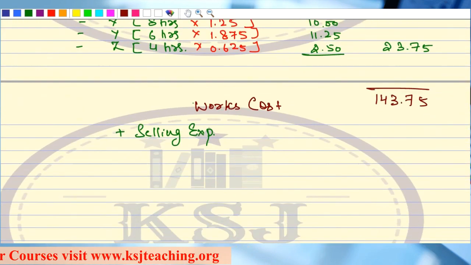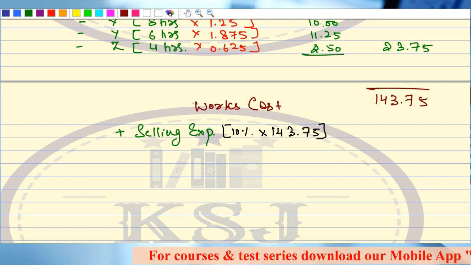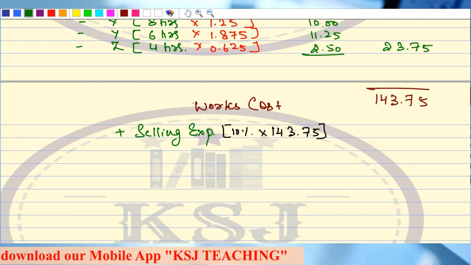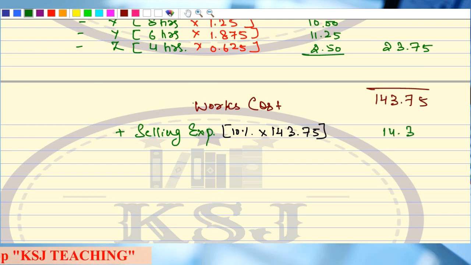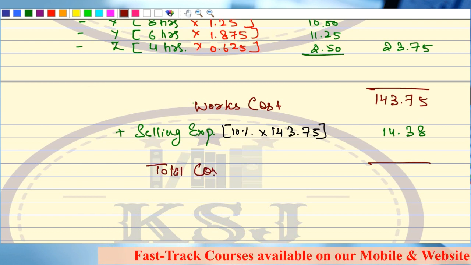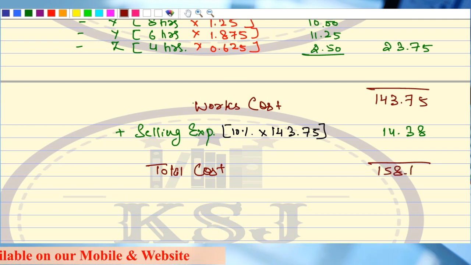So in this question, if we apply this, we say the selling expenses are 10% of 143.75. Any doubts? 143.75, that is my selling expenses. That comes to 14.38. So this will give me the total cost, that is 158.13.